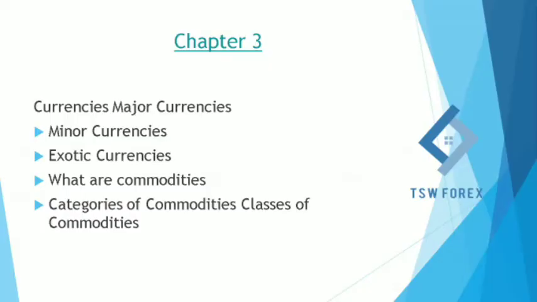So in this chapter we're going to discuss currency majors and currency pairs. In currencies we have minor currencies, exotic currencies, major currencies of course, and we're going to discuss what commodities are and the different commodity classes that we have.